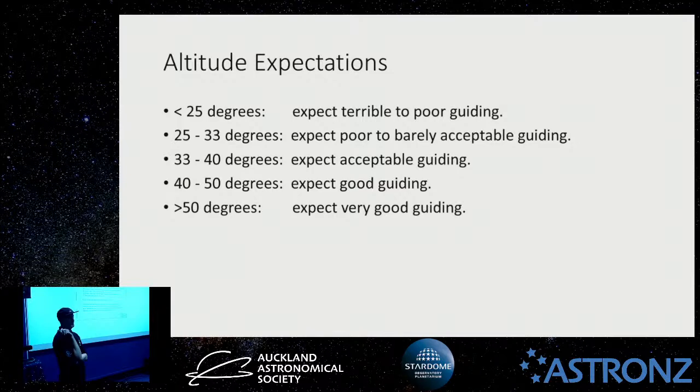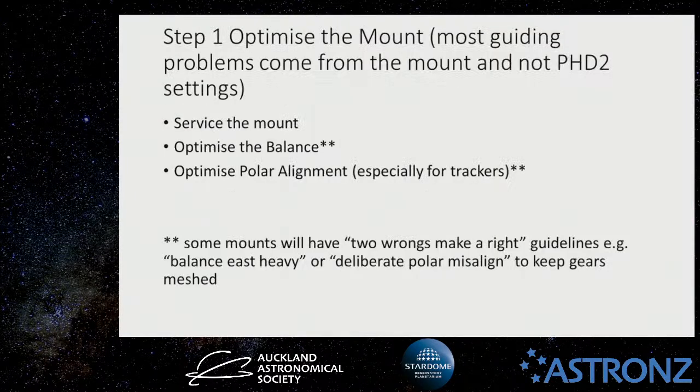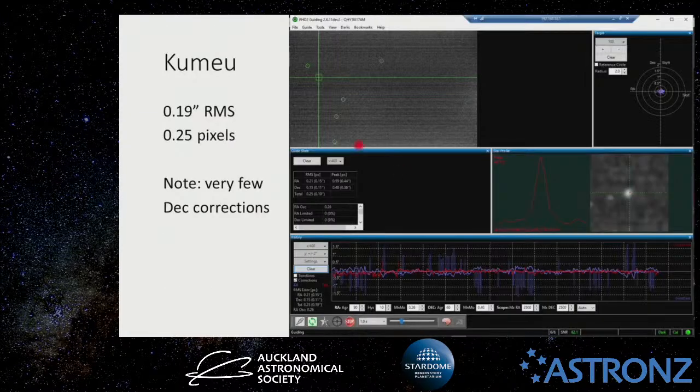One thing to note here is that there are very few dec corrections. So the dec line is the red line, along here, and it's hard to see because all the lights are on. I think we should turn off the lights. And it's hard to see, but there are just 2 dec corrections.